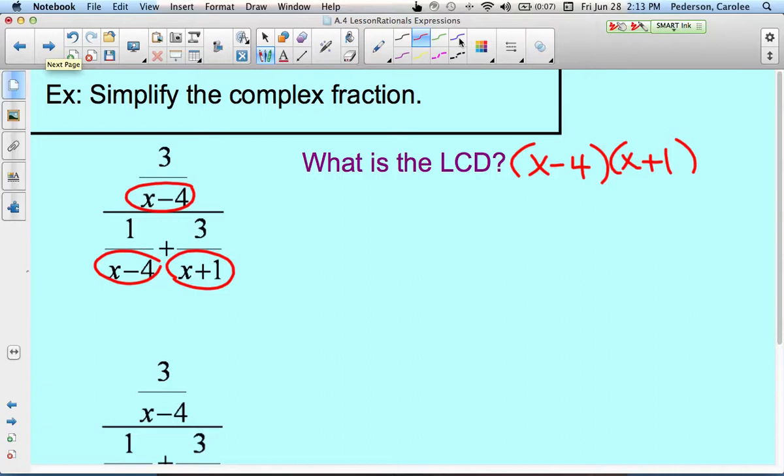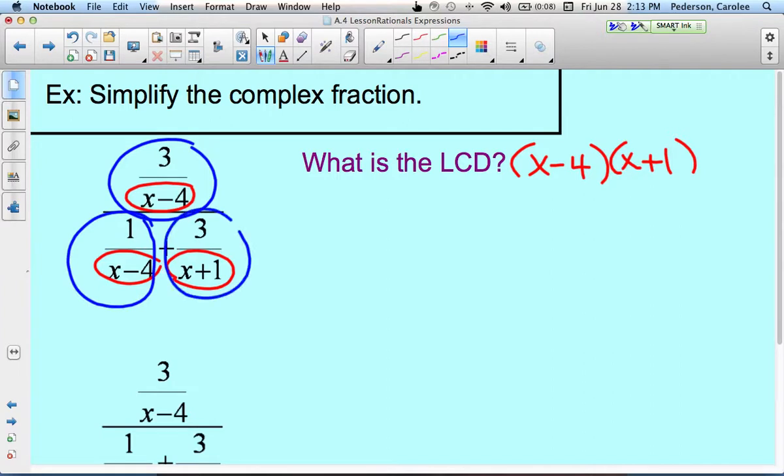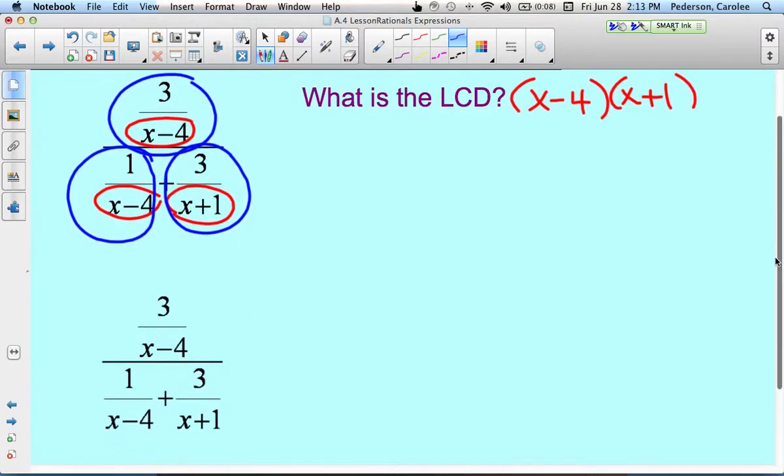So we're going to multiply all three fractions, this fraction, and that fraction, by the LCD. What I've done is I've just taken that same original problem and copied it one more time so it looks nice and clean for us. So we're going to multiply this top fraction by the LCD, x minus 4, x plus 1. Then we're going to multiply this fraction by x minus 4, x plus 1. And then this fraction over here by x minus 4, x plus 1.